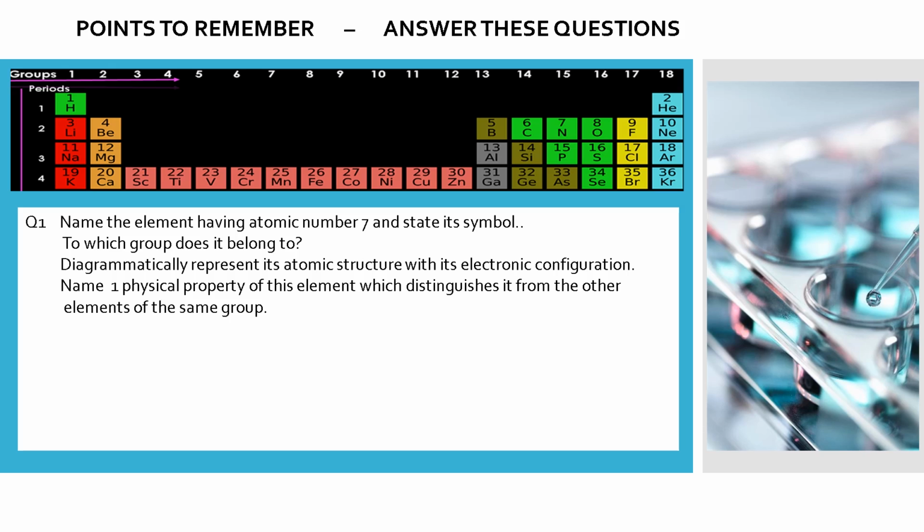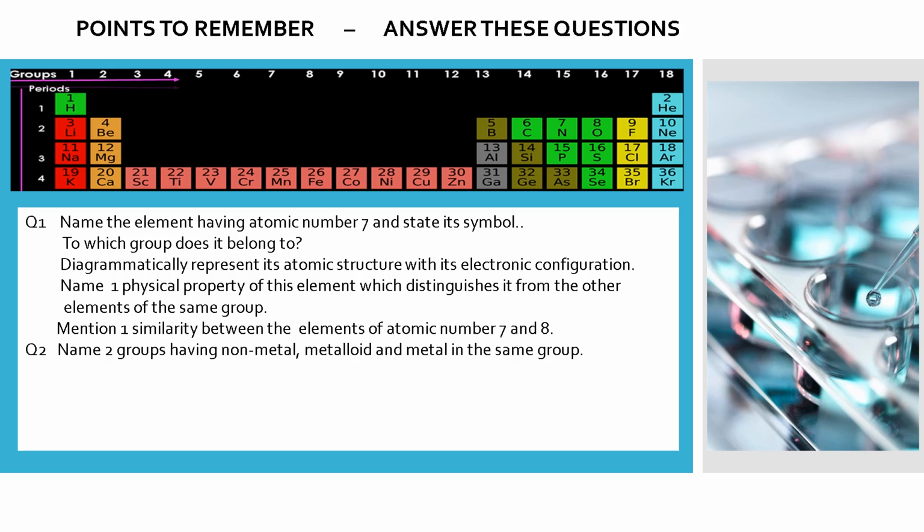Name one physical property of this element which distinguishes it from the other elements of the same group. Only nitrogen in this particular group is a gas. All the other elements are not gases. They are solids. Mention one similarity between this element of atomic number 7 and 8. So 7 is nitrogen and the one with atomic number 8 is oxygen. Both of them have the similarity of being gases.